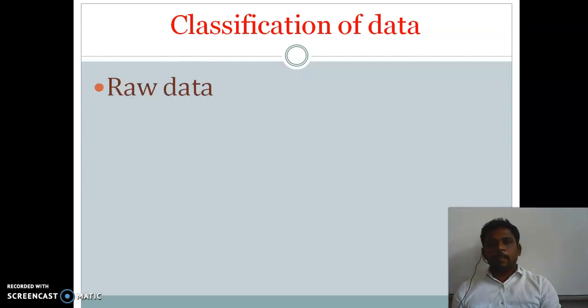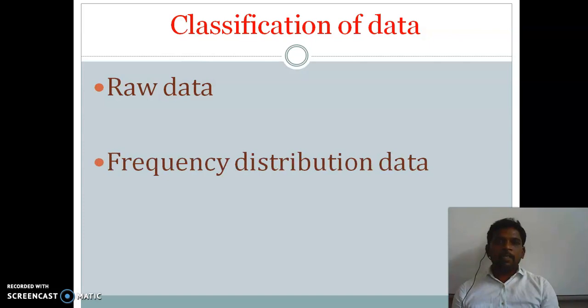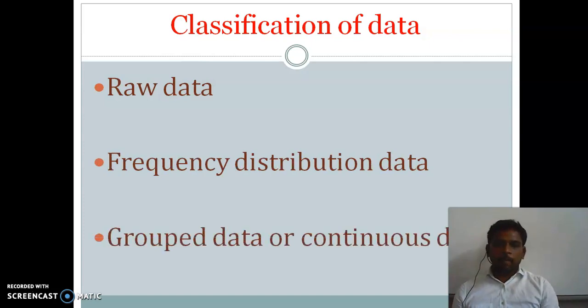There are three types of data available. That means after collecting the data, we have to arrange it into three types. First one, raw data; second one, frequency distribution data; and third one, grouped data or continuous data.